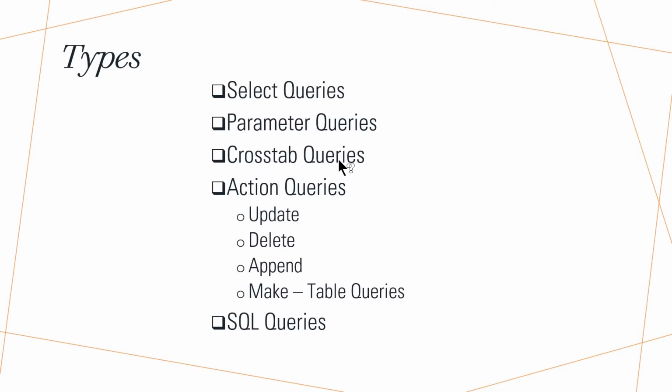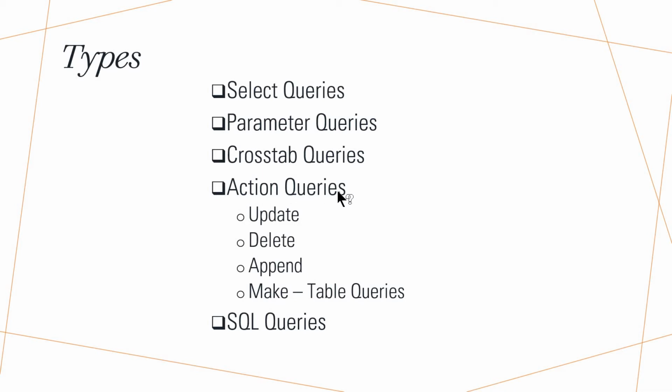Coming to the third one, that is cross-tab queries. In case of cross-tab queries, it is a special type of query which is mainly used for analyzing the data. Even these queries are helpful in calculating sum, average or any other aggregate functions.